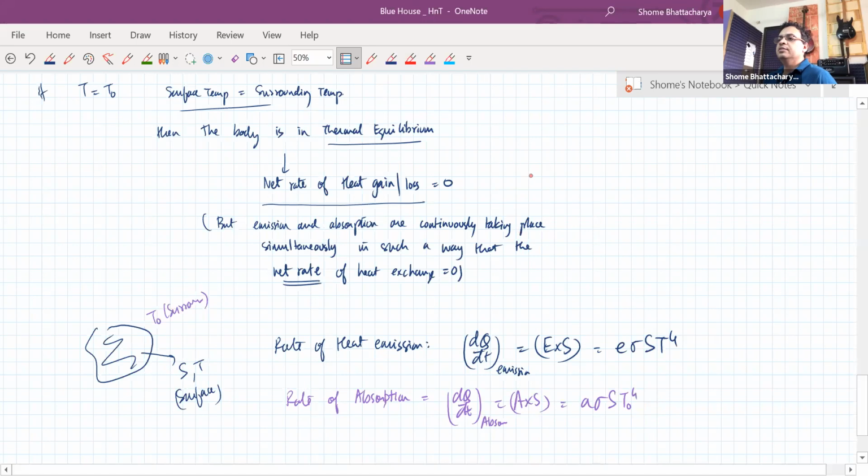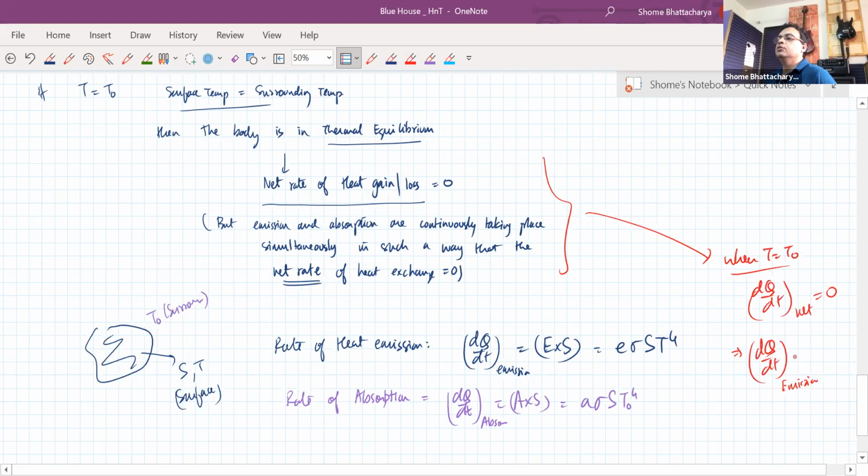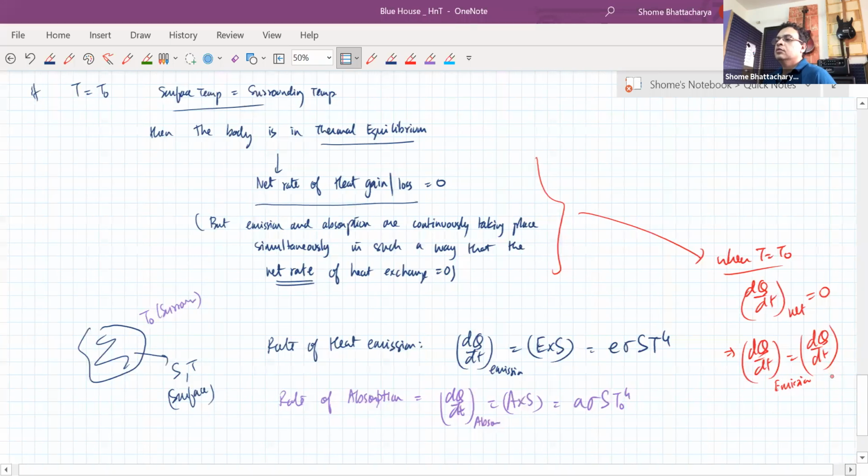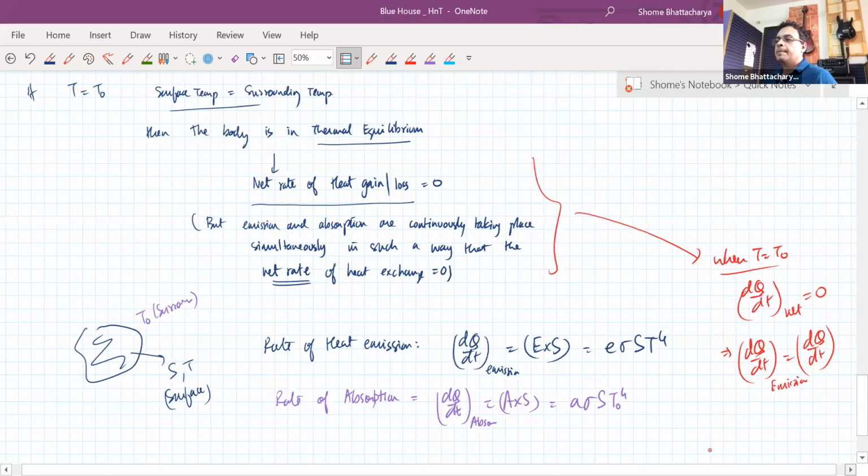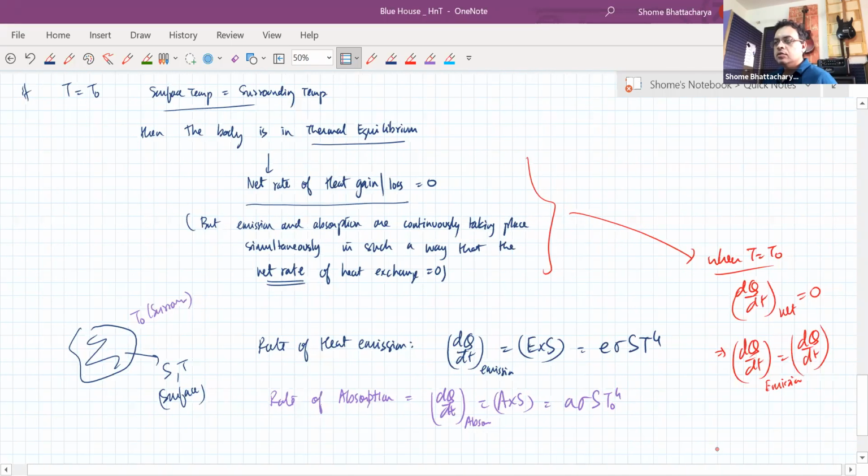Now see what this statement is saying here. This statement is saying that when T is equal to T naught, dQ by dt net should be zero. So that means the rate of absorption should be equal to the rate of emission, provided T is equal to T naught. You understood the statement now? So when dQ by dt net is zero, the net rate of heat loss should be zero.